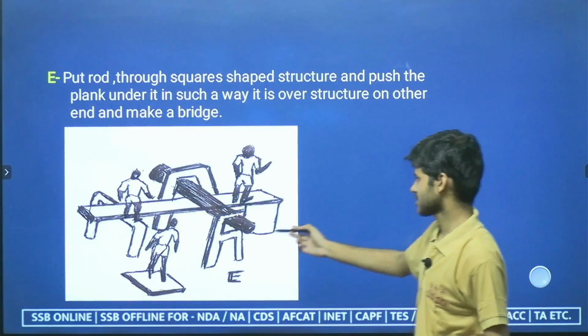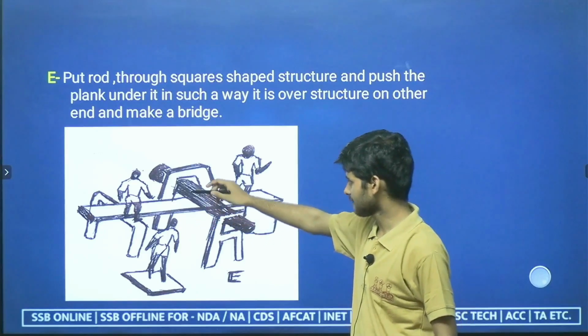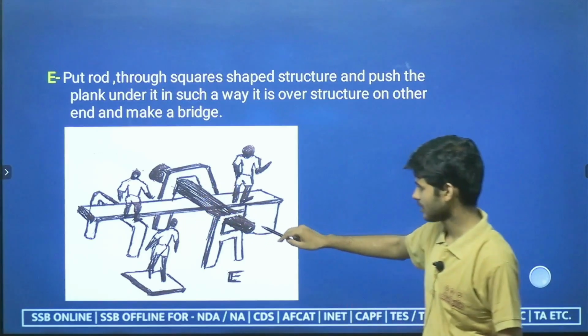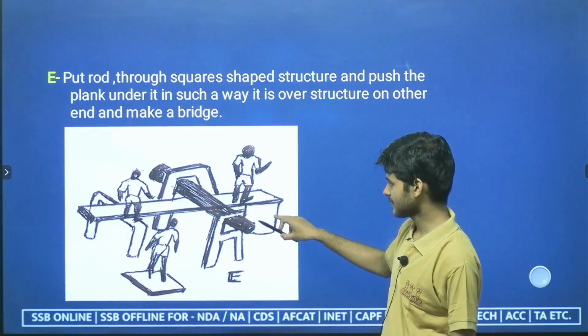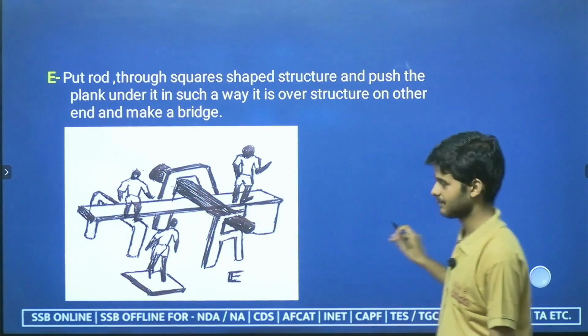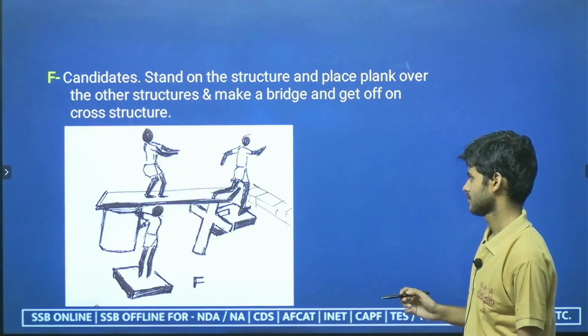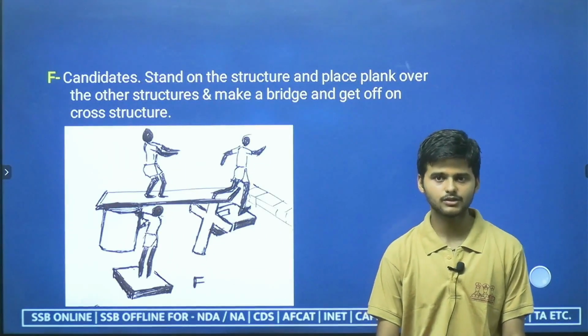So this is the structure. They have done it in some other way. They have put the wooden pole between the two structures, and with the help of this other structure, they have provided a stable support from which the people can move. And this way all the team members are able to go from the starting line to the finishing line.